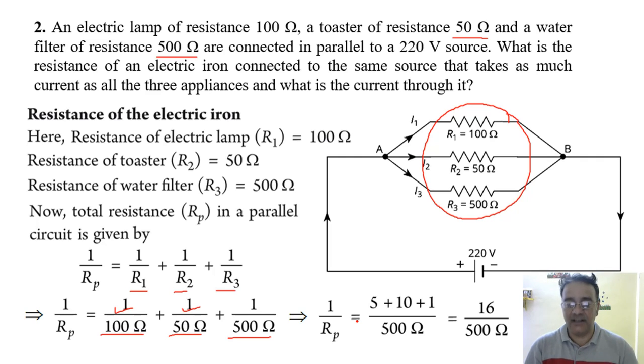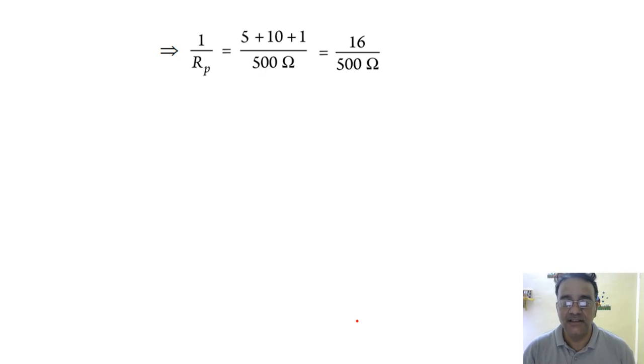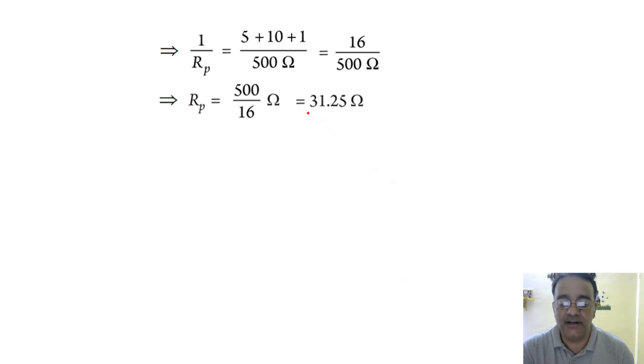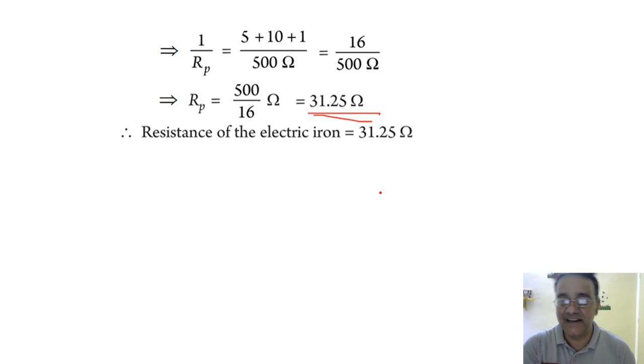Now we have to take the reciprocal of this. If we take the reciprocal, we'll get 500 divided by 16, and that is exactly 31.25 ohm. So this should be the equivalent resistance of the electric iron, that is 31.25 ohm.